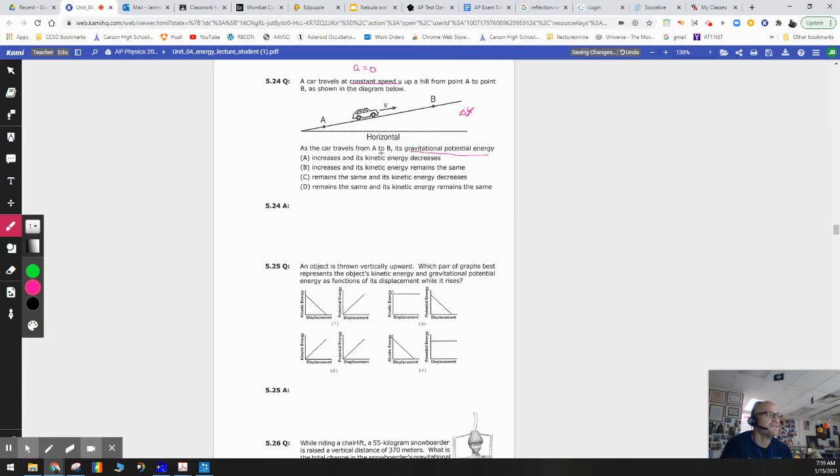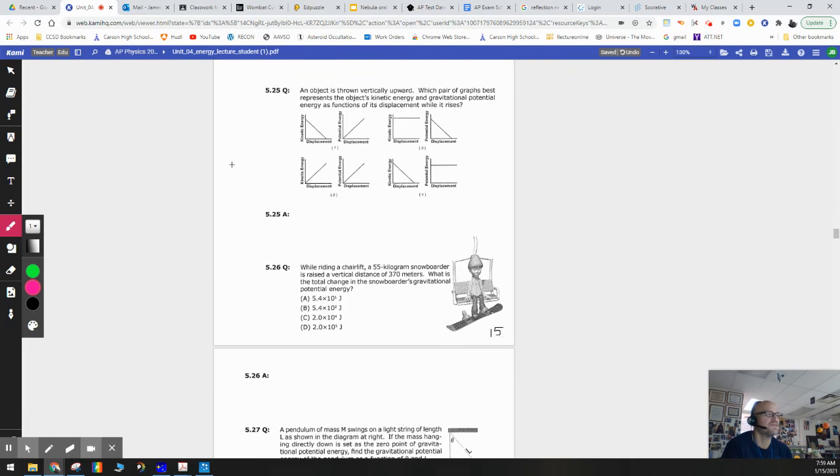Okay, but it says here the constant speed. So take a look here. The gravitational potential energy is increasing. Kinetic energy decreasing? No, it's staying. Constant speed means kinetic energy is remaining the same. So it looks like it's going to be choice B here. All right. We'll go ahead and go down to 5.25.